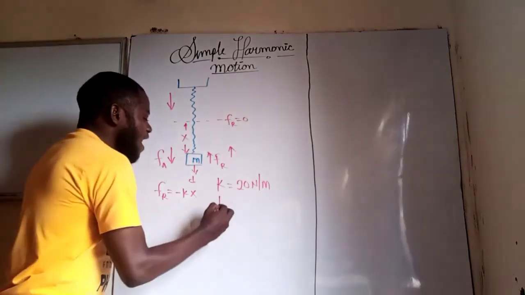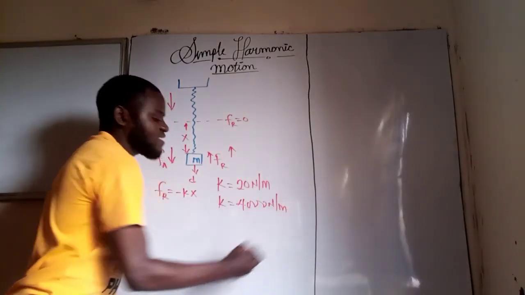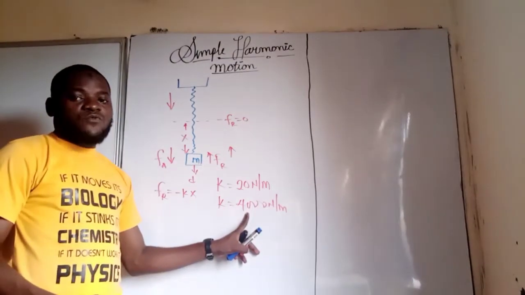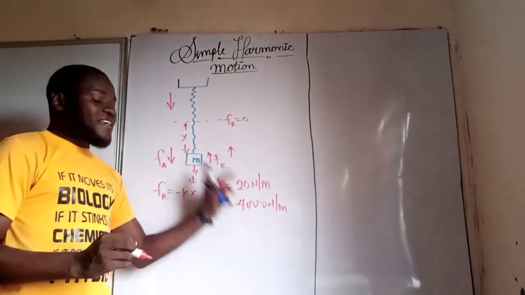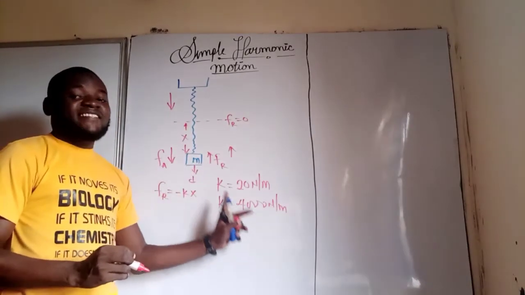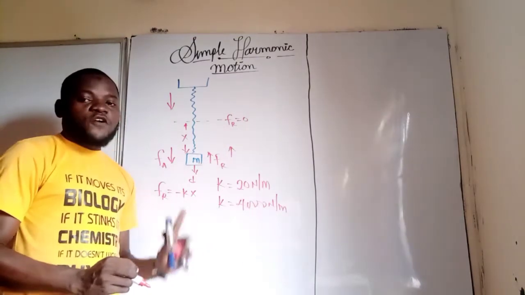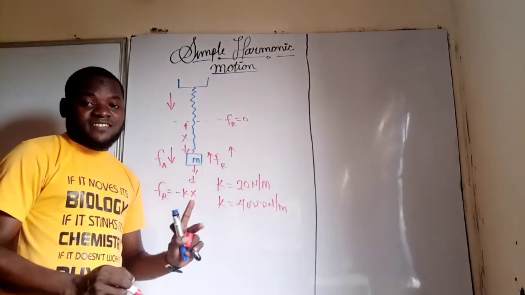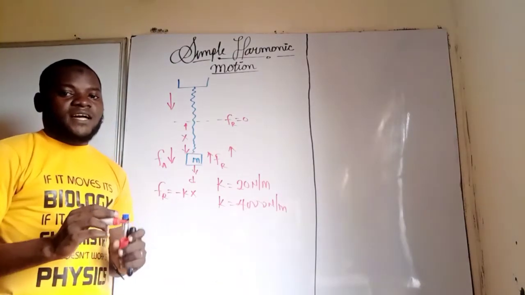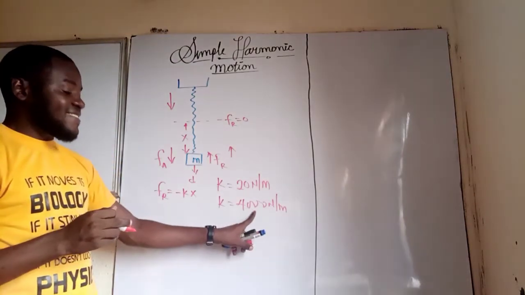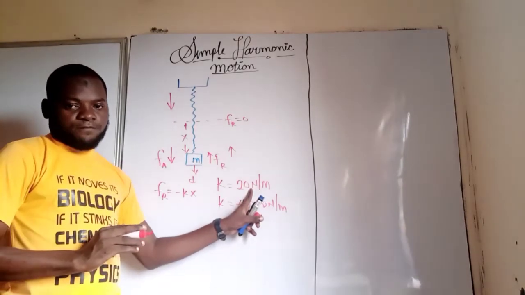Now, if I now have that the string is about 4,000 Newton per meter, this is a very high stiffness. That is, if I will compress the string whose force constant is 4,000 Newton per meter, I need a force of 4,000 Newton to compress it by 1 meter or to extend it by 1 meter. Hence, you will see that this is a stiff string and this one is a loose string.